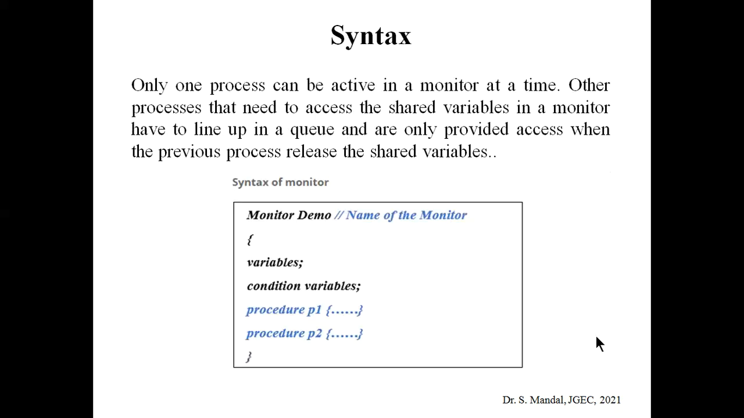And this one is the syntax. I'm just giving you the idea or concept of the monitor. For the details, you can consult your reference book. So initially we define the monitor as monitor demo, and inside it there are variables, conditional variables, and procedures p1, p2. Okay, so p1 and p2 are all defined one by one, and this is the conditional variable. Based on that, procedures p1 and p2 can be accessed. But remember, only one process can be active in a monitor at a certain time. If procedure p1 is active, then procedure p2 cannot be active at the same time. So only one process inside the monitor can be executed at that time instant. Other processes that need to access the shared variable in a monitor have to line up. Whenever p1 is completed and released, then the second process can access the shared variable. Okay, so that is the syntax of the monitor.